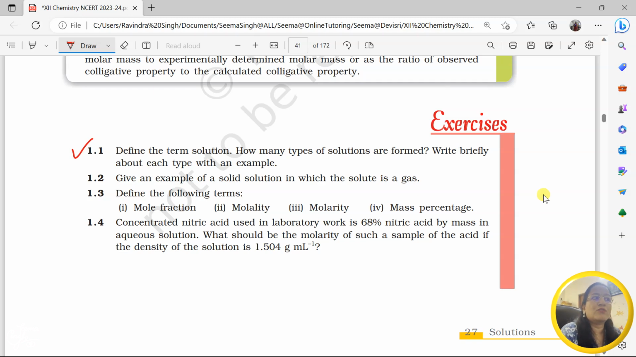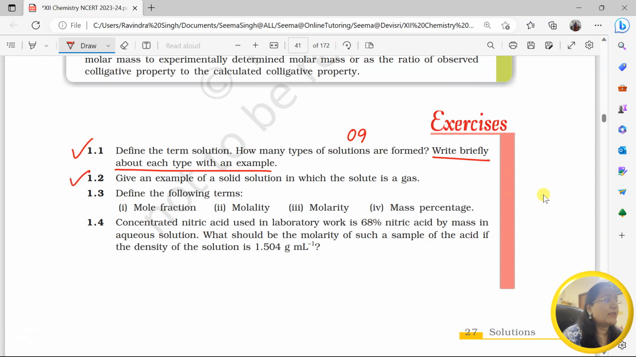How many types of solutions are formed? There are 9 types depending on the physical state, right, of the solvent. Write briefly about each type with an example. You can draw that in the tabular form and you can finish up with this part of the question, right? If you have any doubt, go through the explanation part of my video. Look at the next question.